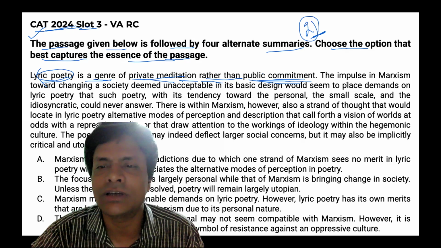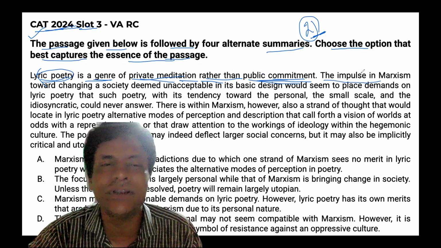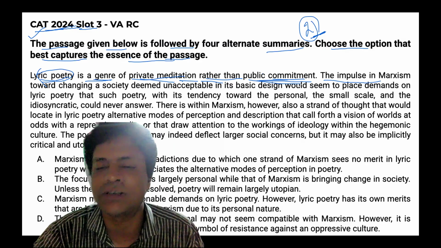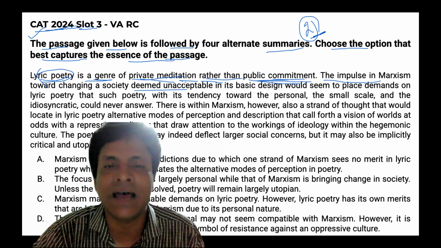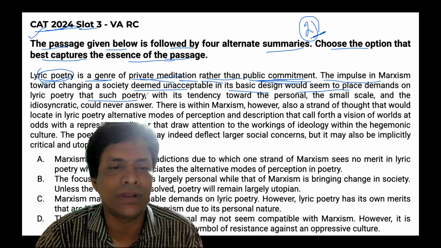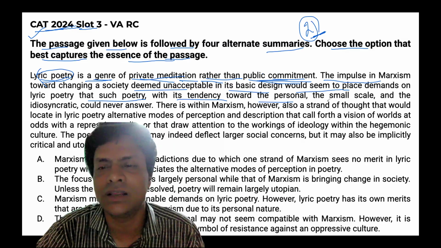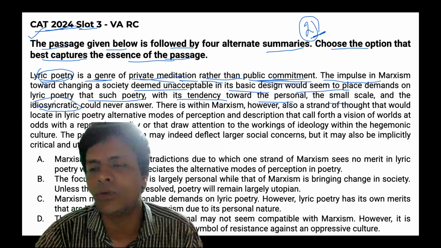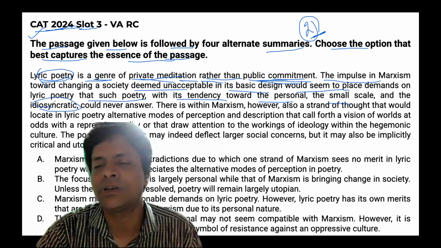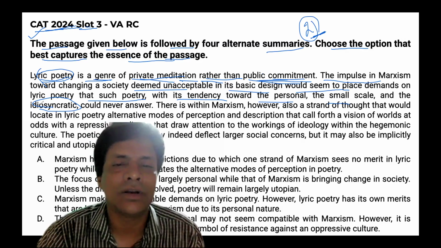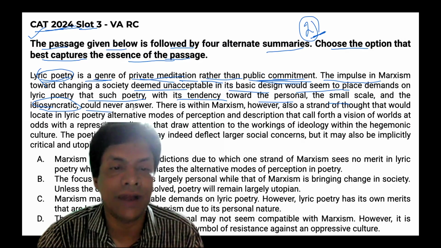Then third is the impulse. When you say the impulse, it means the desire, right? The desire in Marxism toward changing a society deemed unacceptable in its basic design would seem to place a demand on lyric poetry. Such poetry, with its tendency toward the personal, the small scale and the idiosyncratic. Now, idiosyncratic means peculiar, or unique to one person, strange habits or ideas, right? All such things could never answer that.